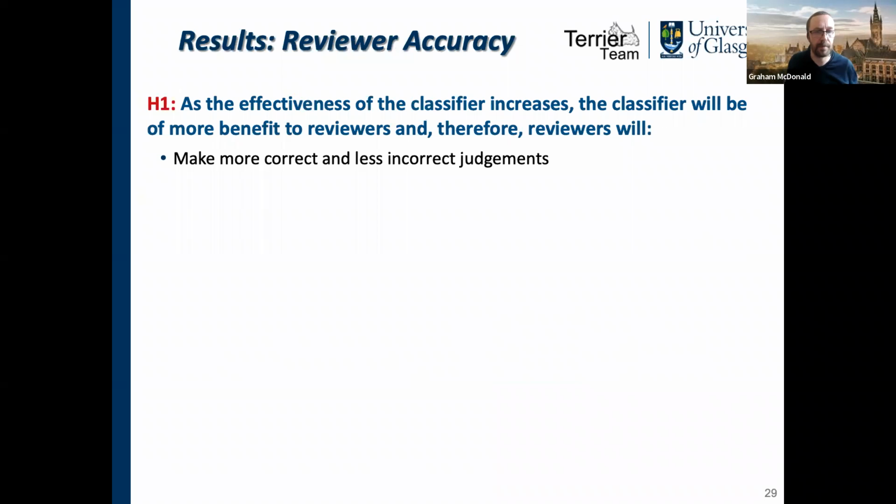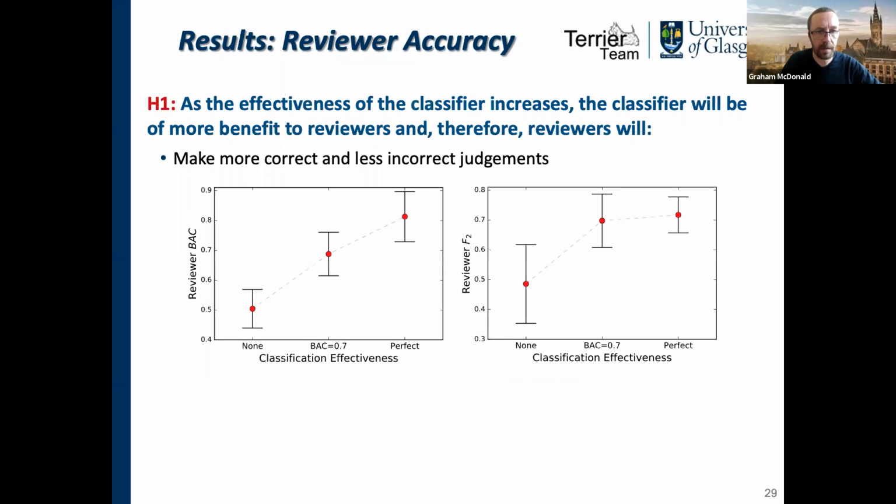Okay, so the first hypothesis that we looked into was: as the effectiveness of the classifier increases, the classifier will be of more benefit to reviewers, and therefore reviewers will make more correct and fewer incorrect judgments. Looking at the results from our study, the left-hand plot shows the accuracy of the reviewers in balanced accuracy, and the right-hand plot shows the same evaluation, but in terms of F2.